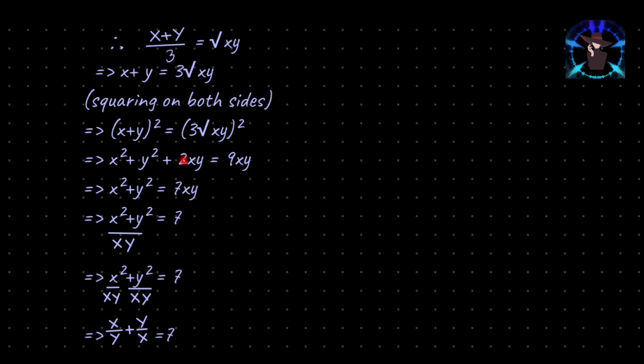How? Let's send this 2xy here. 9xy minus 2xy is 7xy. Send this xy in the denominator. Now it is in the multiplication. If it goes to the left hand side, it turns into the denominator form. Separate it, x square by xy plus y square by xy equals 7. x cancels from x square, remaining x and y. y cancels from y square, remaining y and x equals 7.